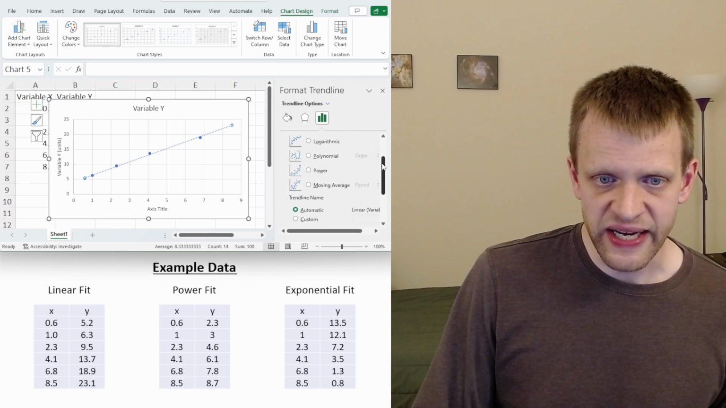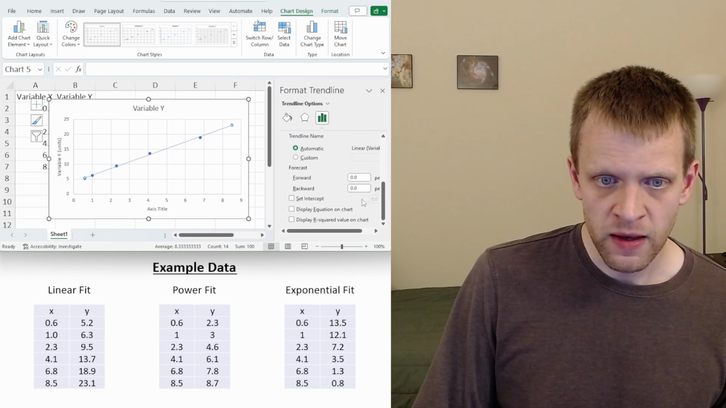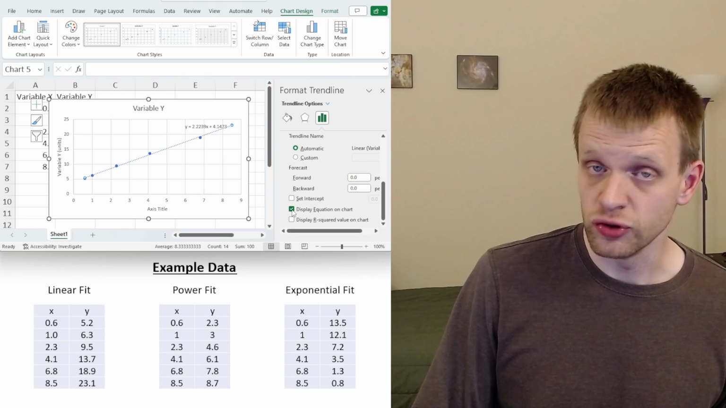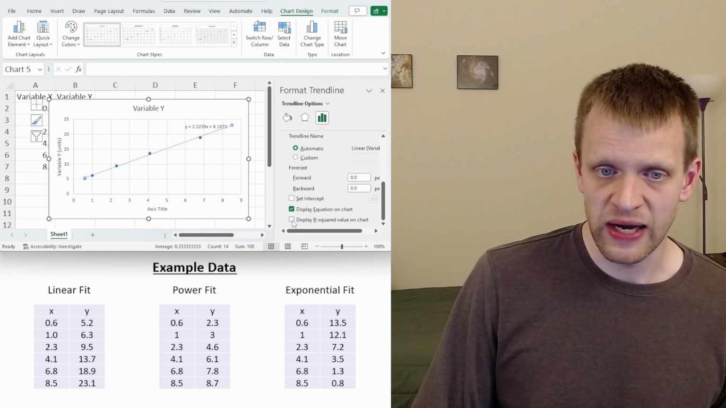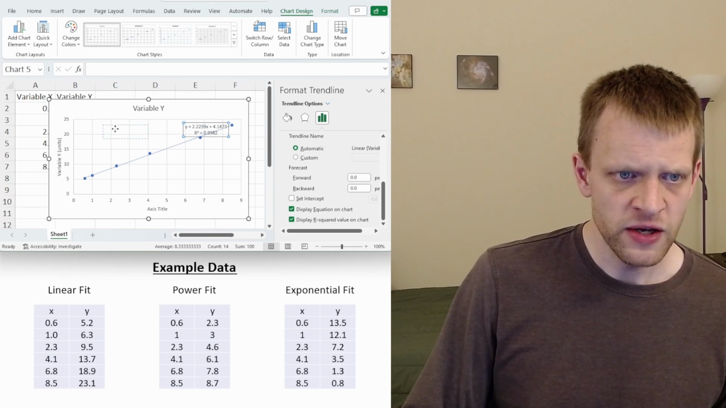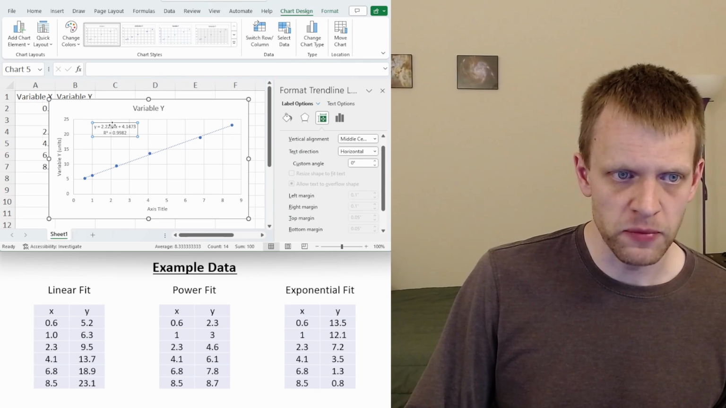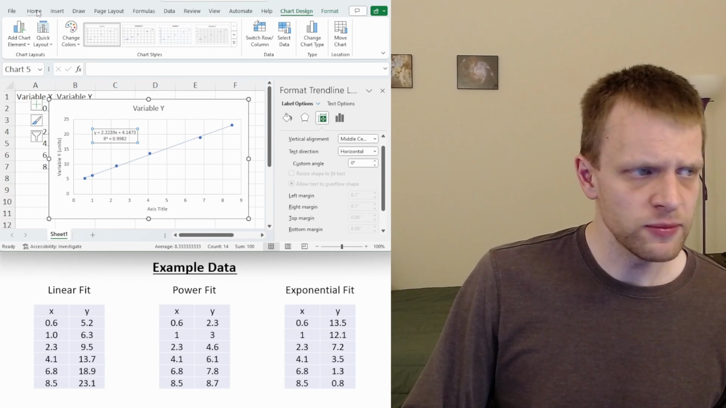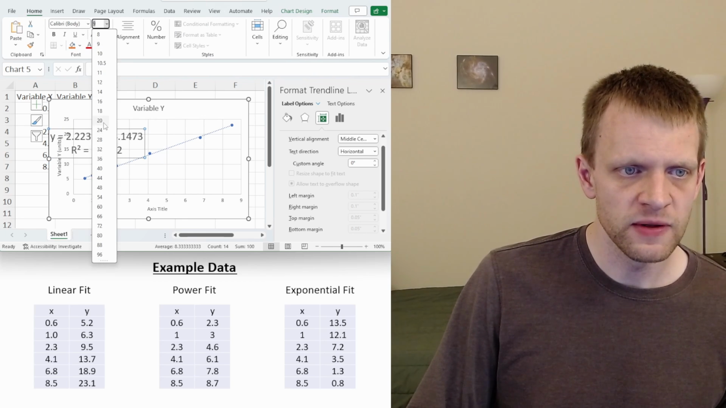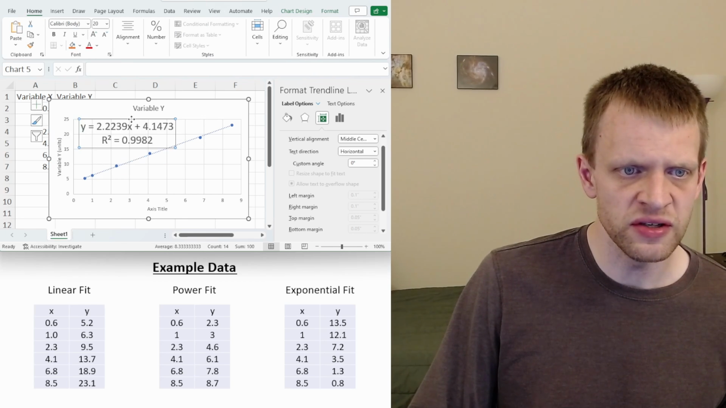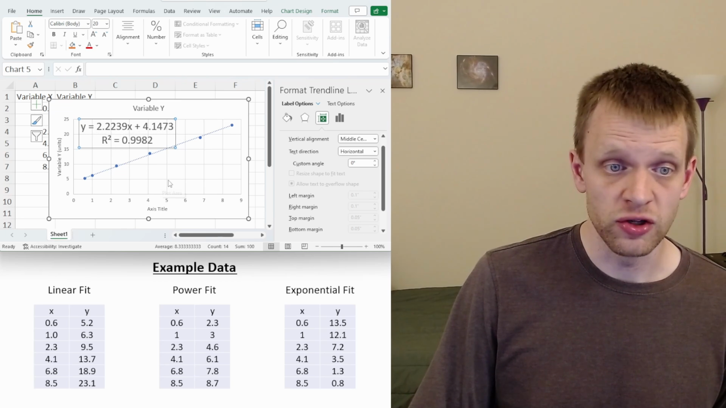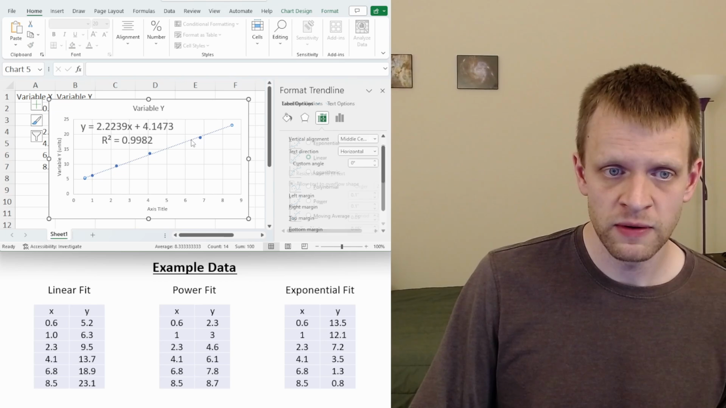If we scroll down in this window, we get down to display equation on chart. So we usually want to select that. And we also have display the R squared value on the chart. Okay, so those will show up on the chart. You can kind of move them around however you want. And I'm also going to make this a little bit larger, so we can see that equation and the R squared value a little bit more accurately.